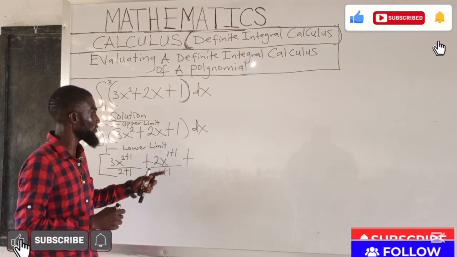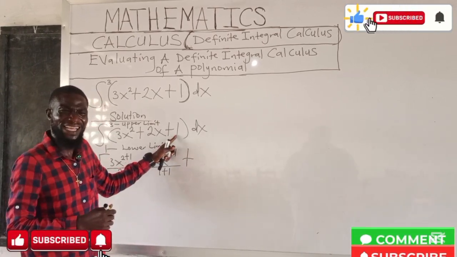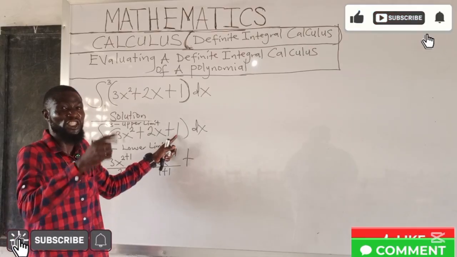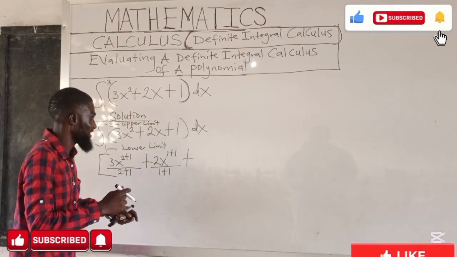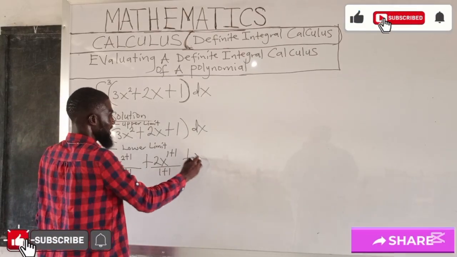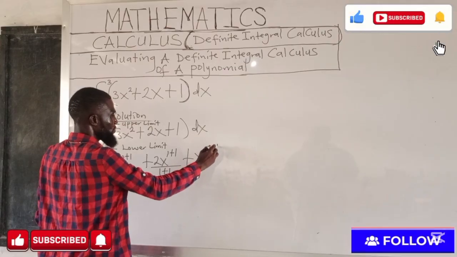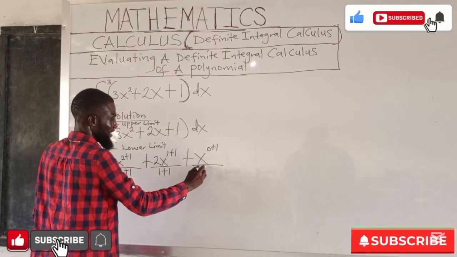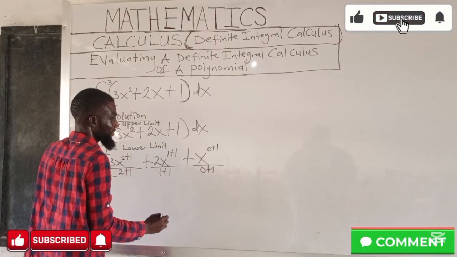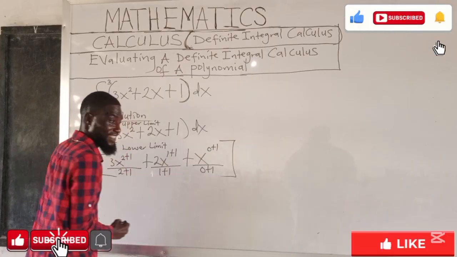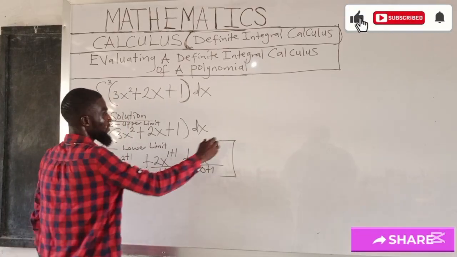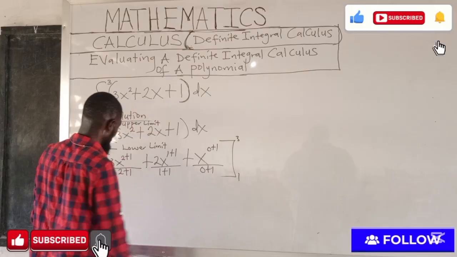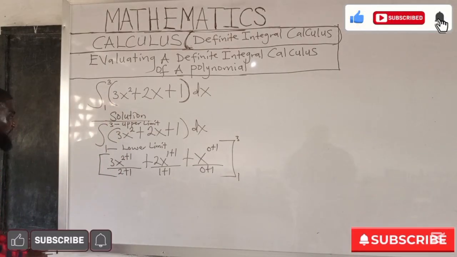On this note, ladies and gentlemen, we'll be expressing the 1 as x raised to the exponent 0 and we'll add plus 1. So on this note, ladies and gentlemen, we say x raised to the exponent 0 plus 1 all over the same 0 plus 1. Bracket closing, ladies and gentlemen. Remember, the upper limit is 3, while the lower limit automatically is 1.